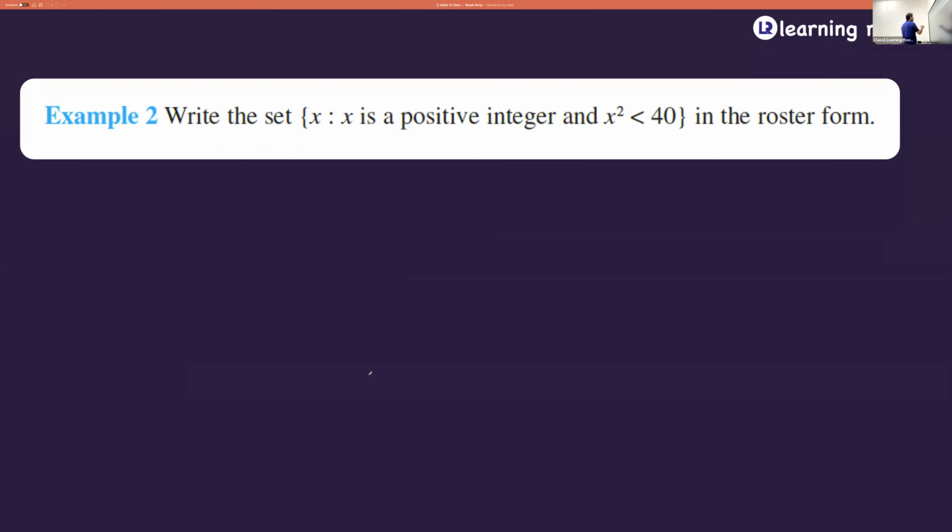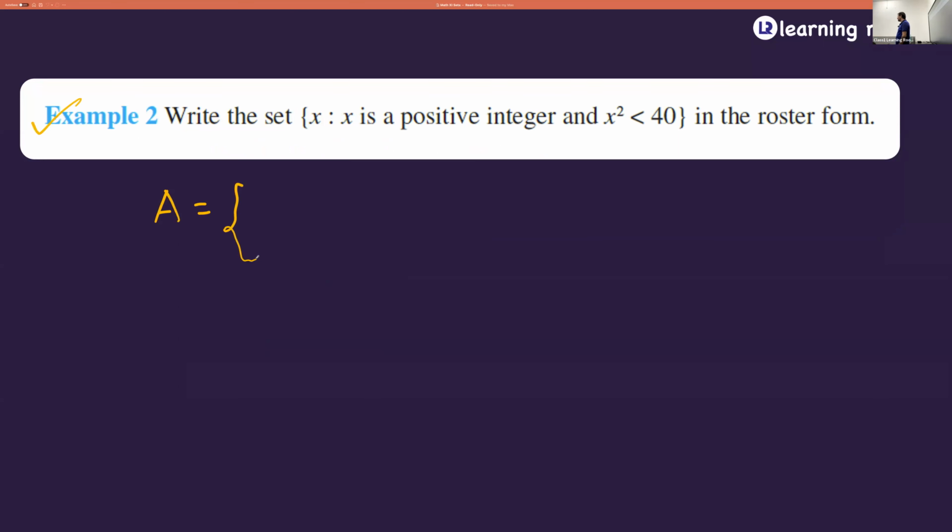Next. Example 2 is write the set x such that x is a positive integer and x square is less than 40 in roster form. So let me name the set as A. Then A will be equal to, tell me, x is a positive integer and x square is less than 40.